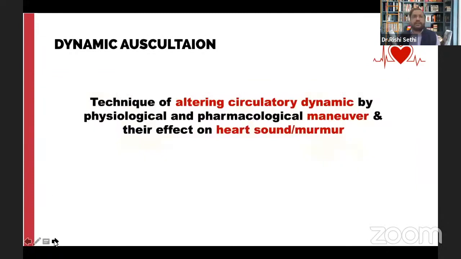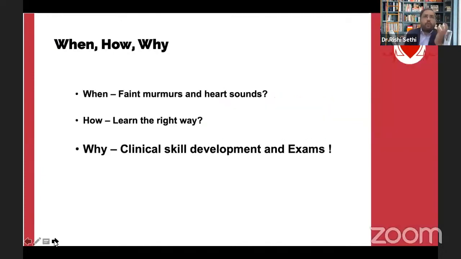So dynamic auscultation is the technique of altering circulatory dynamics by physiological or pharmacological maneuver, and to see their effect on heart sounds and murmur. We have to remember when should you do dynamic auscultation, how should you do the examination, and why you should do a dynamic auscultation.